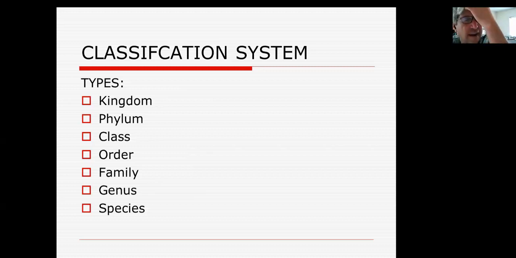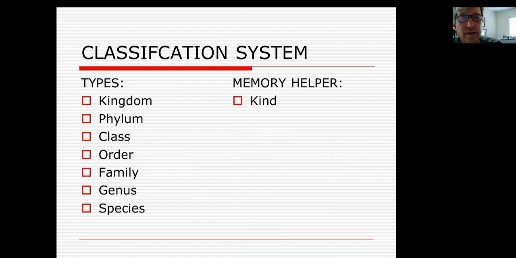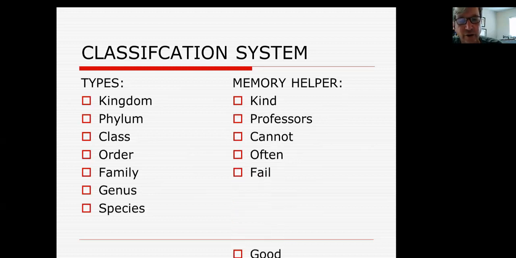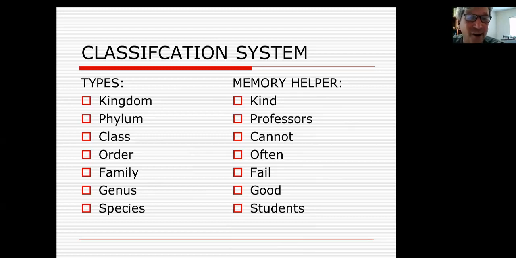So in my mind, I have to remember how this goes. And so when I was in college, one of the memory helpers that I was given, which maybe will help you, was kind professors cannot often fail good students. So kind professors cannot often fail good students. But that helped me remember that a class is above an order. An order is above the family. So it's just that first letter off of kingdom, phylum, class, order, family, genus, species. For me, when I was in college, that was how I could remember it.